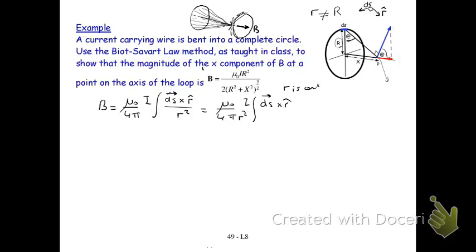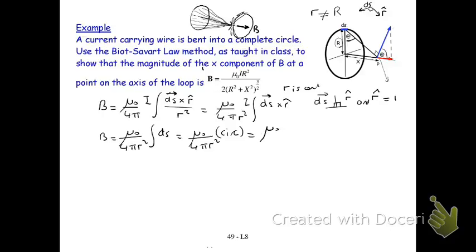So I can say ds is perpendicular to R hat, and R hat is equal to 1, just like we had before. So then I say, well, B is equal to mu naught over 4 pi R squared, the integral ds. This is like the same old, which equals mu naught over 4 pi R squared times, and it's a complete circle, so it's the circumference, which equals mu naught over 4 pi R squared times 2 pi.